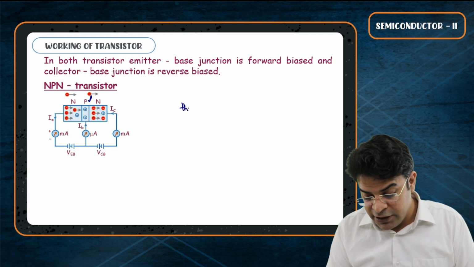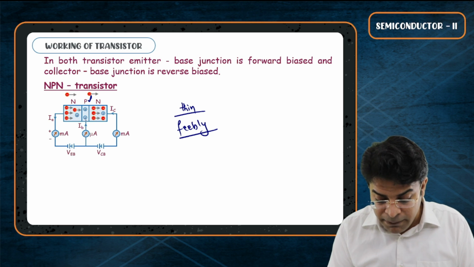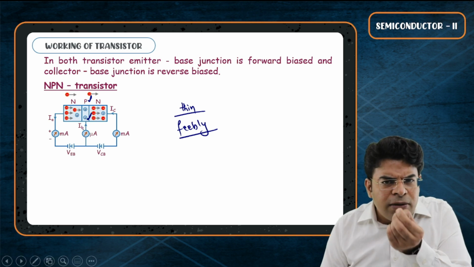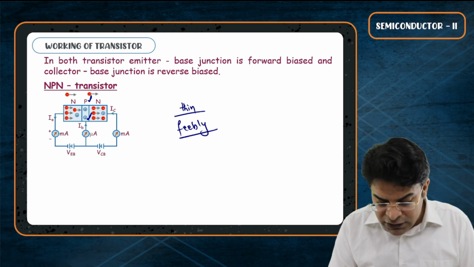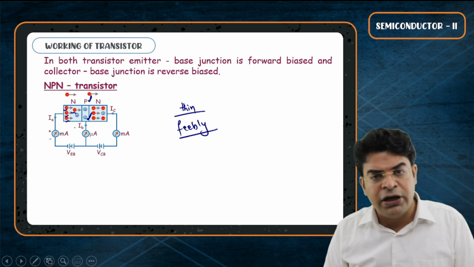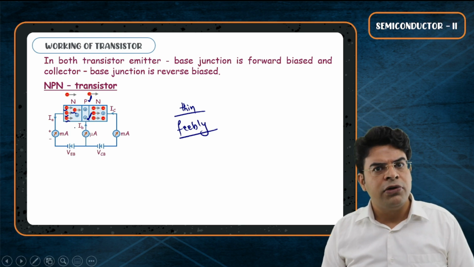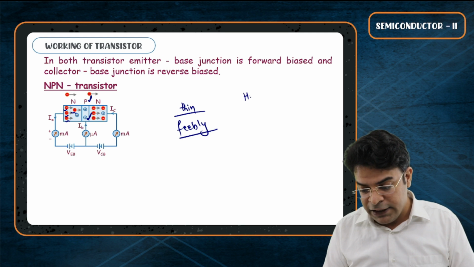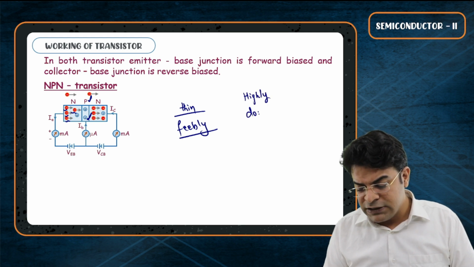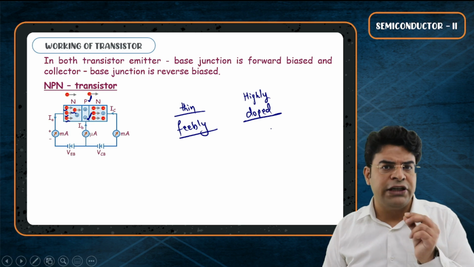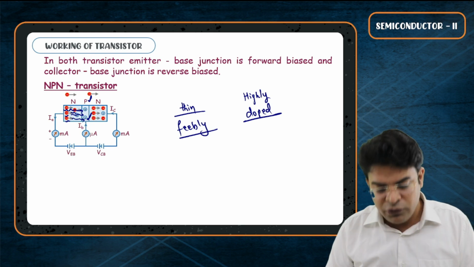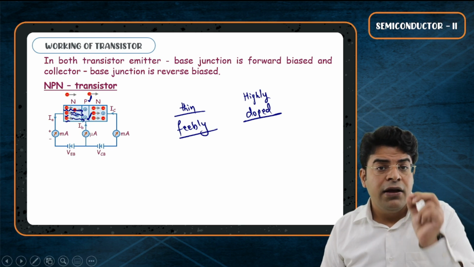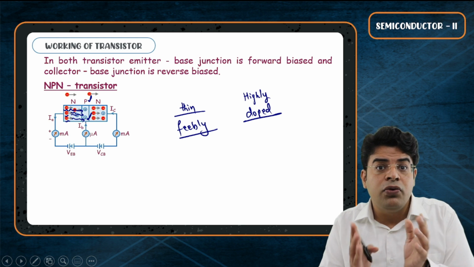We have kept it thin as well as we have kept it feebly doped. Since we have kept the base feebly doped, there are very less number of holes available in the base region, as well as it is very thin. So once huge number of electrons has been emitted by the emitter, sir, how are you sure huge number? Because we have kept the emitter highly doped. So once emitter emits huge number of charge carriers, as these charge carriers move from emitter to the base, on reaching the base, they find very less number of holes available to recombine.